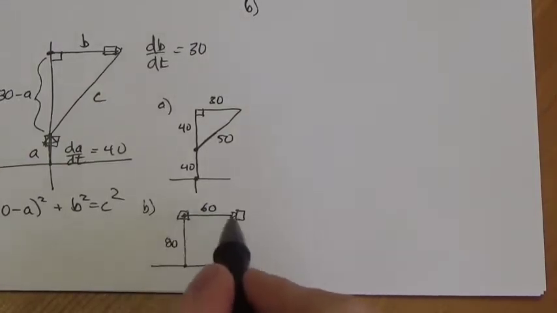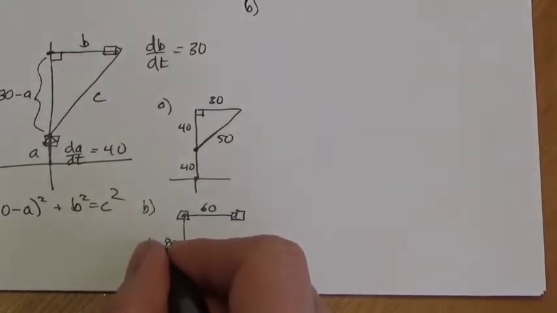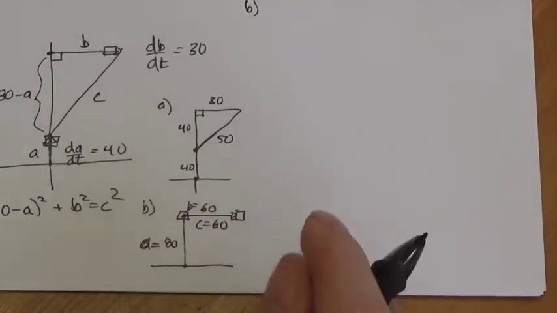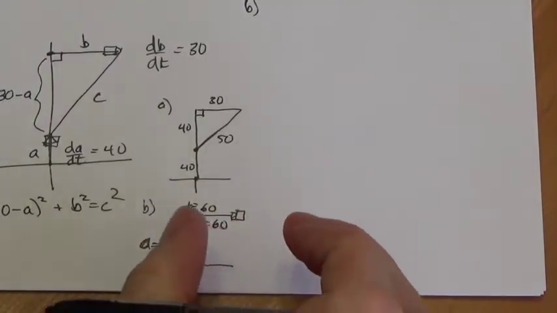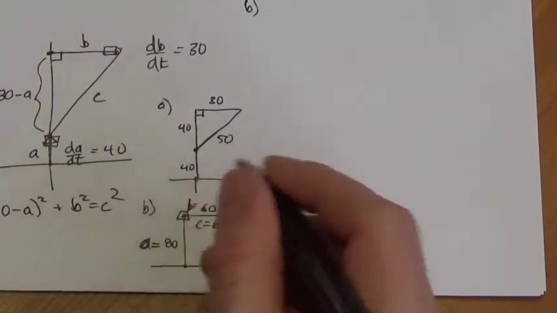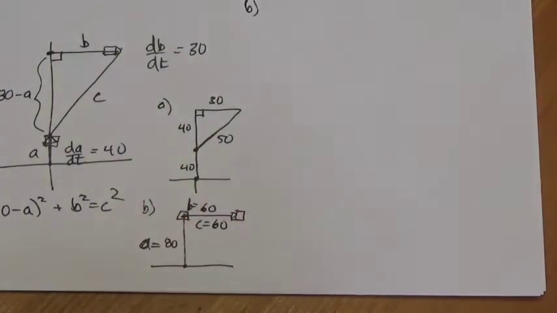It's just this kind of straight line between them, which means A is equal to 80, B is equal to 60, but C is also equal to 60, because C is the distance between them. So 60 is the distance this car has traveled, but because of where that original car is now, that's also the distance between those two cars.